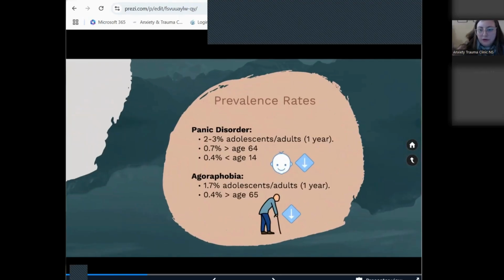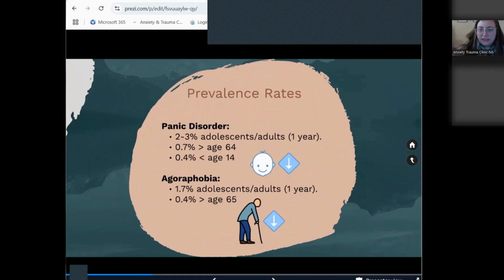So we're going to move on to prevalence rates here. So prevalence rates is how common a disorder is of kind of showing up in a population. So we're going to briefly go over the prevalence rates of both panic disorder and agoraphobia. So like I said, prevalence rate refers to the proportion of a population of which are diagnosed with a condition during a specified time frame. So it's really important we look at it from there, or it's difficult to measure.